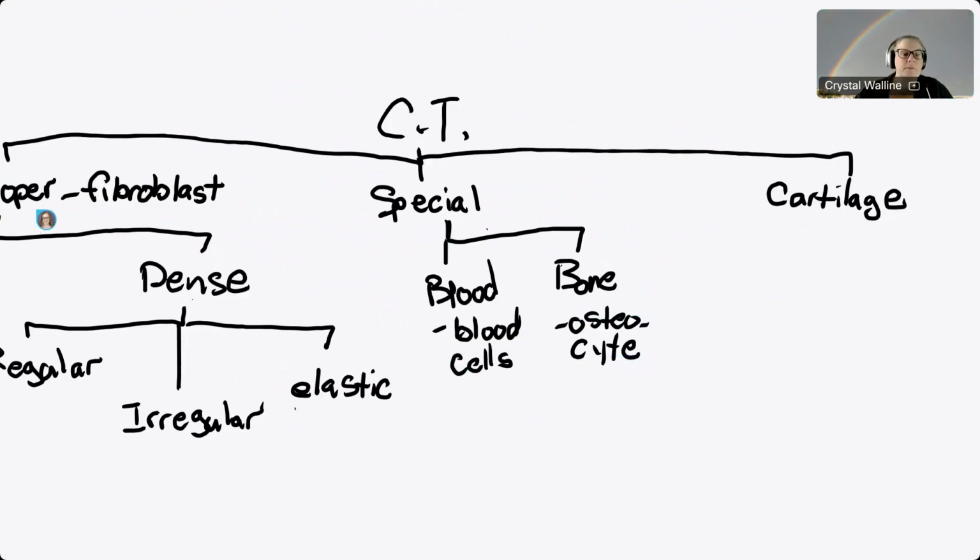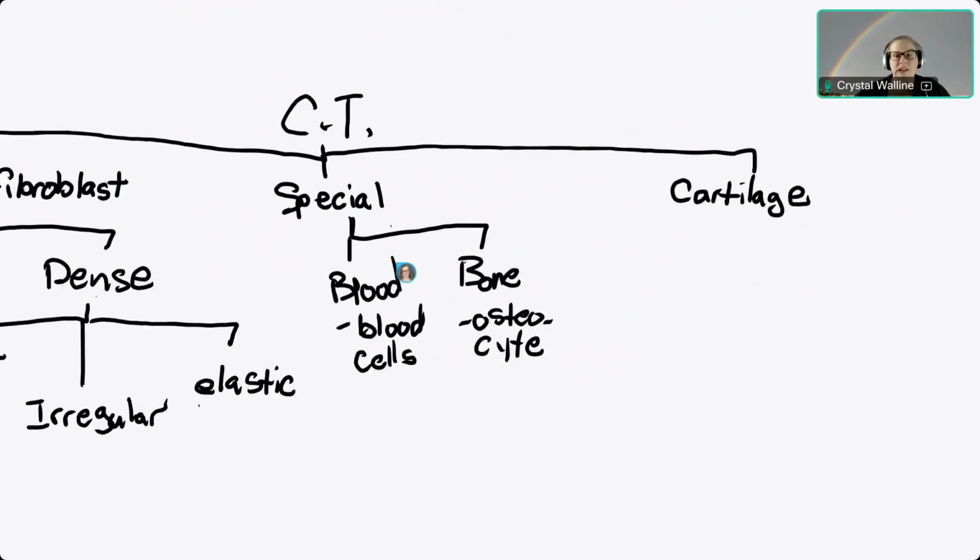That's it for special. I will add a little note though, is that sometimes you will see adipose tissue categorized as a special connective tissue, and it really can belong in either category.